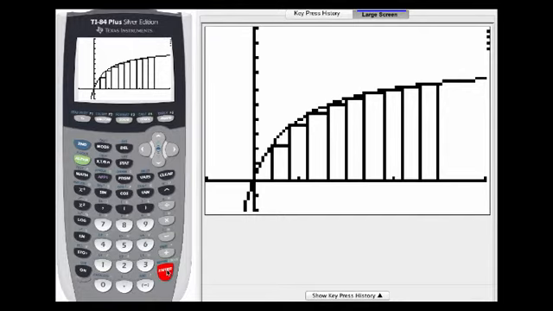There you go, but you can count them. Again, the very first one is sort of flush to the axis, to the x-axis.